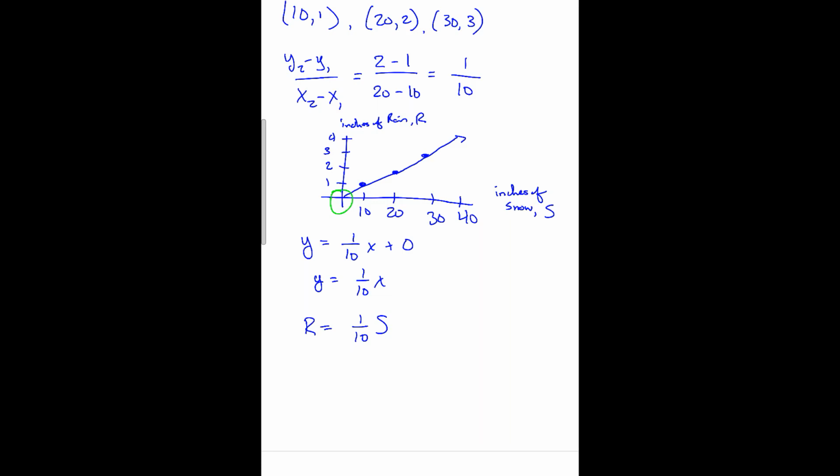If you put 1 over 10S plus 0, Wiley Plus may count that wrong. If you put a lowercase s instead of an uppercase S, Wiley Plus will definitely mark that wrong because in this problem, S is actually capitalized. So Wiley Plus does not know the difference between the two.